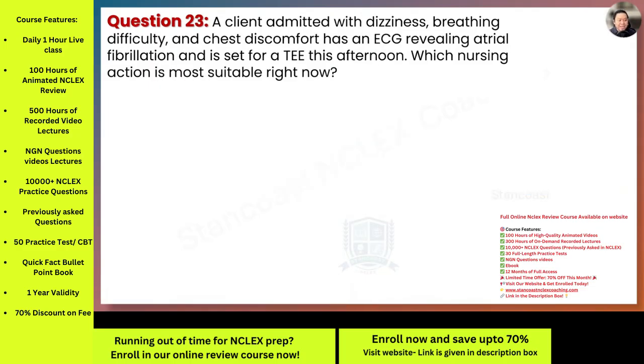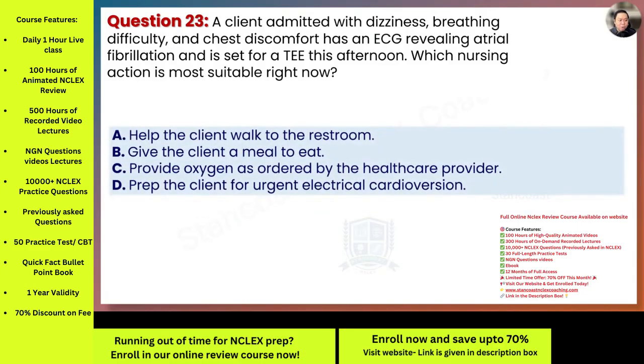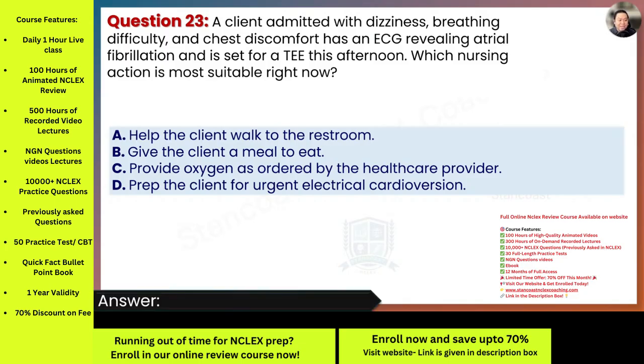Number 23. A client admitted with dizziness, breathing difficulty, and chest discomfort has an ECG revealing atrial fibrillation and is set for a TEE this afternoon. Which nursing action is most suitable right now? Options: A, help the client walk to the restroom; B, give the client a meal to eat; C, provide oxygen as ordered by the healthcare provider; D, prep the client for urgent electrical cardioversion. The answer is letter C.